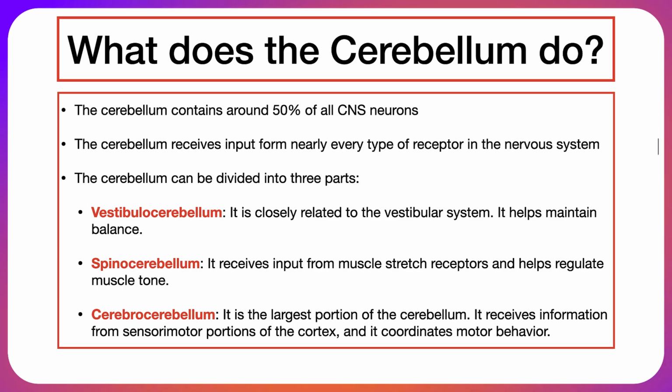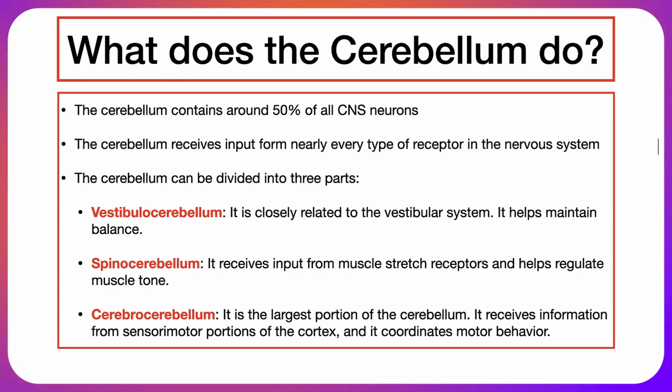So the cerebellum is going to contain around 50% of all central nervous system neurons, and it's going to receive input from nearly every type of receptor in the nervous system. Now the cerebellum can be divided into 3 parts. The first part is the vestibulocerebellum. This is going to be closely related to the vestibular system and therefore help maintain balance. The spinal cerebellum is going to receive input from muscle stretch receptors and therefore help regulate muscle tone.